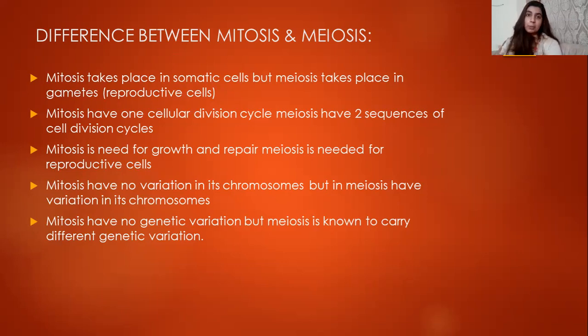Even if there are two sisters, their features will be different, their color can be different, their body shape can be different, because meiosis was taking place while your zygote was fertilized, while you were made. So mitosis has no genetic variation, but meiosis carries different genetic variation. That's why we have different faces. If it were not so, maybe I would be an exact copy of my mother or my father, and it would have created a greater problem in the world.